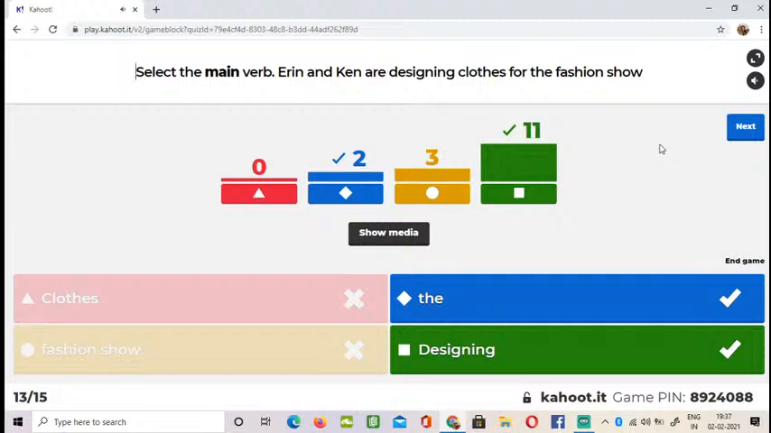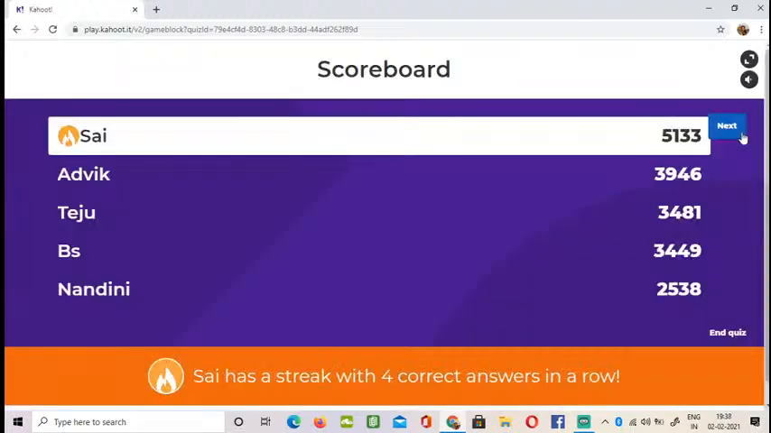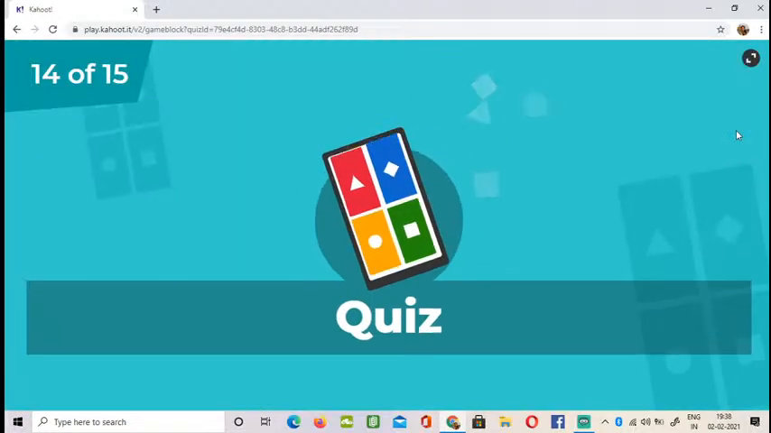Okay, 11 of you are correct. That's very good. Before the next question, let's check the scoreboard. There's a change in the scoreboard: BS is in the third, Sanju is in the fourth, and Nandini is in the fifth. And Sai has the highest answer streak of 4 answers in a row. That's very good, Sai. So now let's see the next question.